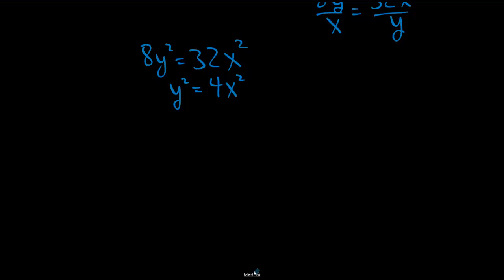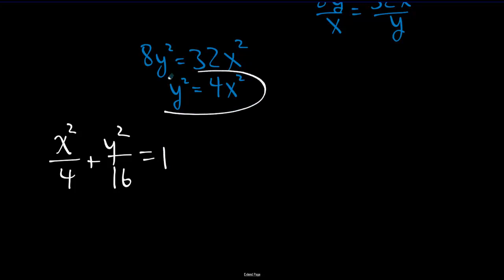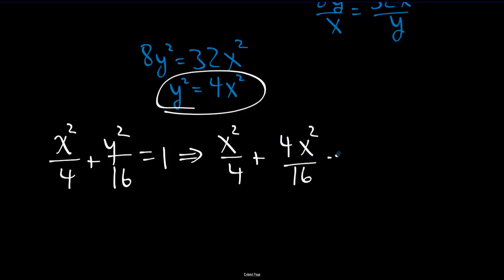Now, here's what I can do with this. I'm at the point now where I can go back to my constraint. Remember, my constraint was x squared over 4 plus y squared over 16 equals 1. I know what y squared equals. Any place I have y squared, I can put 4x squared. So I've got x squared over 4 plus 4x squared over 16 equals 1. All I did was replace y squared with what it equals, and that's 4x squared.